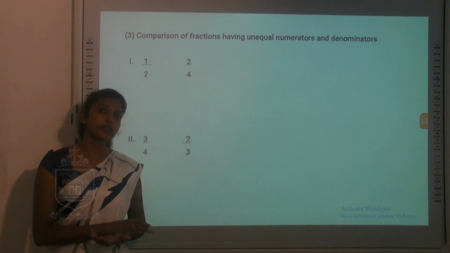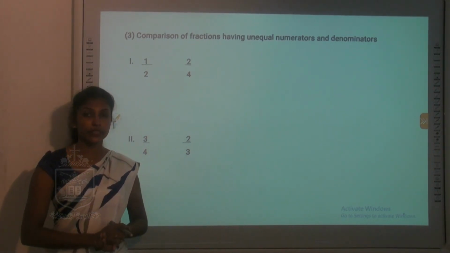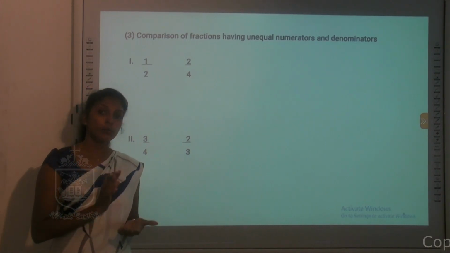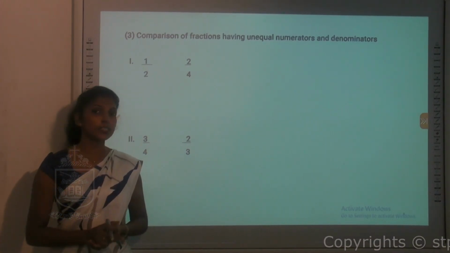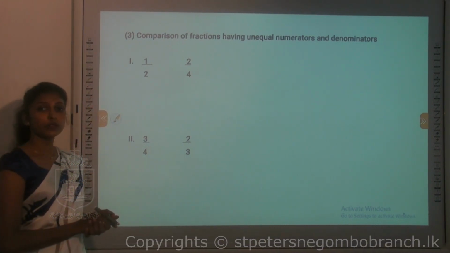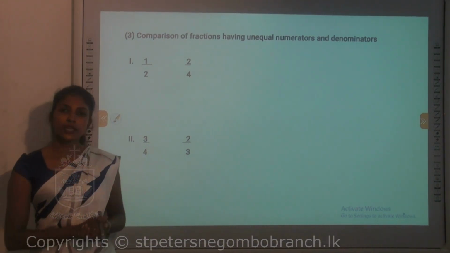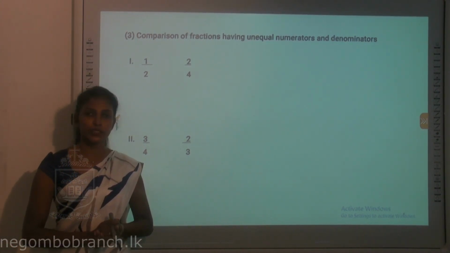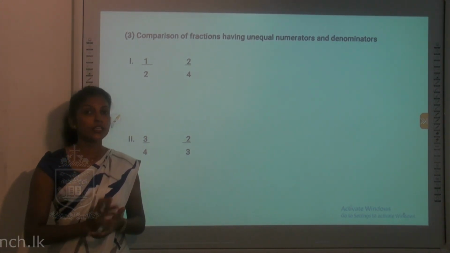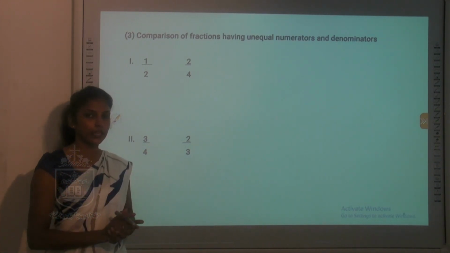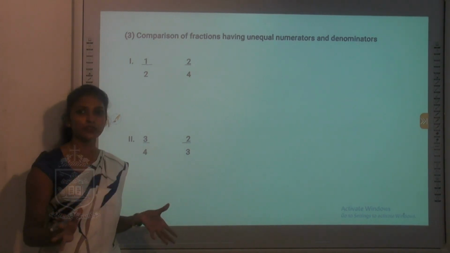Right, let's move to the next type of comparison, that is when you have unequal numerators and denominators. Now in the previous two types you had equal numerators and equal denominators, but here both the numerators and denominators are different, they are unequal. So what do you have to do here? I think you can remember when we did types of fractions, I explained equivalent fractions, how to make equivalent fractions. That condition is applied here.